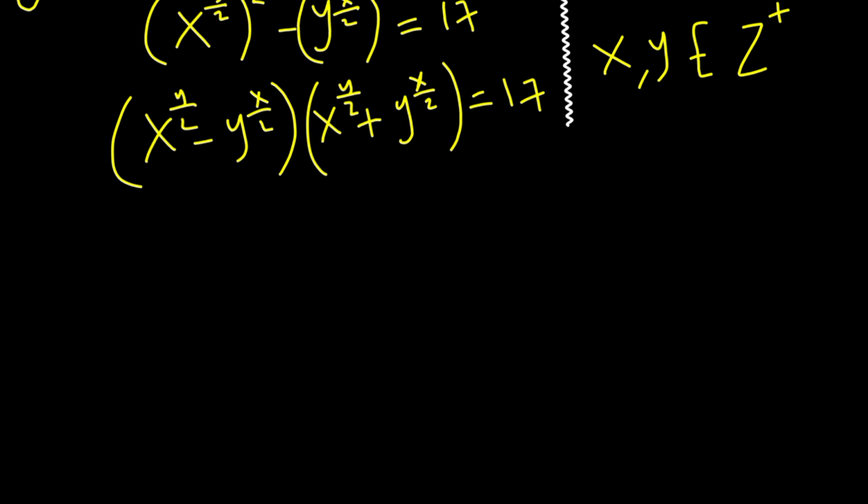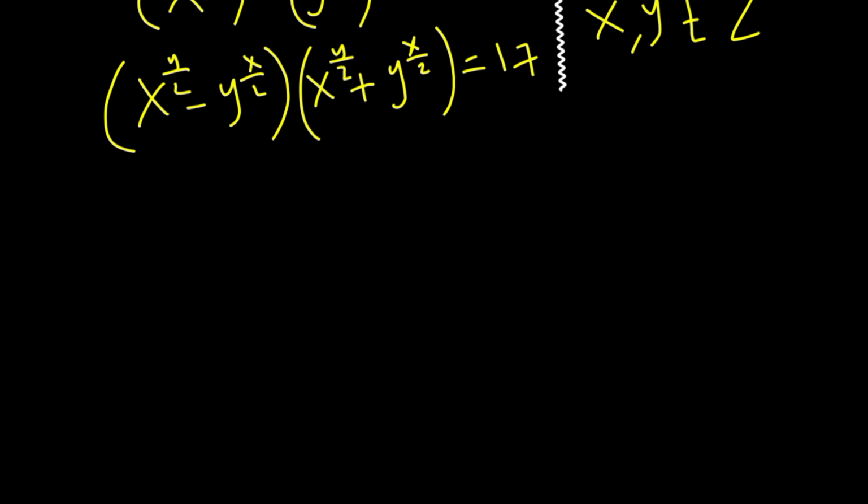Now moving further, let us try to write out the factor pairs of 17. We know that the factor pairs of 17 are 17 and 1, and also minus 17 and minus 1. So these are the two factor pairs of 17. And don't forget, due to our domain restriction, minus 17 and minus 1 is not allowed because x and y must be greater than 0. Therefore, we are going to be making use of this factor pair.